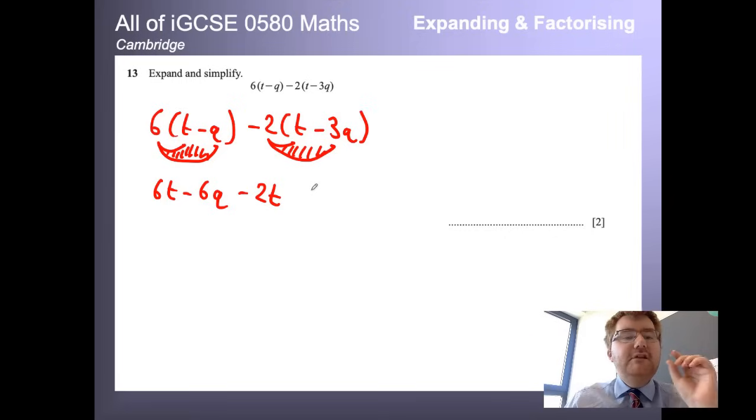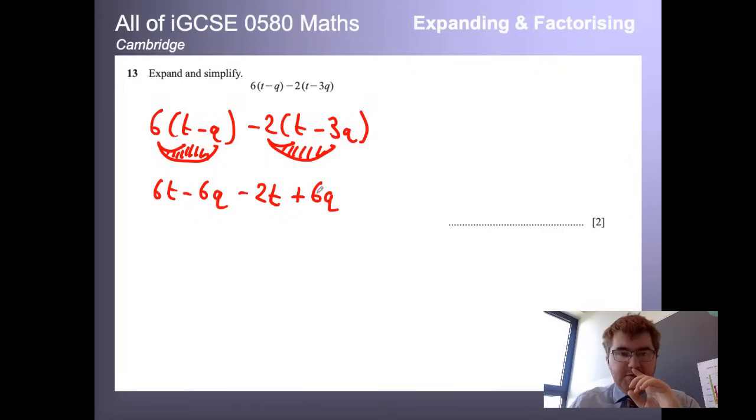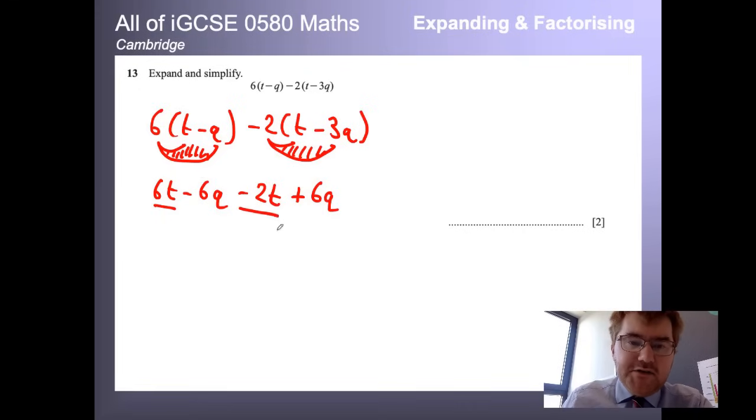And this is where I have to be really careful, because minus 2 times minus 3q is plus 6q. That's really important to understand. Now at this point we can collect up like terms. So we've got 6t here and minus 2t there. So we have 4t in total.